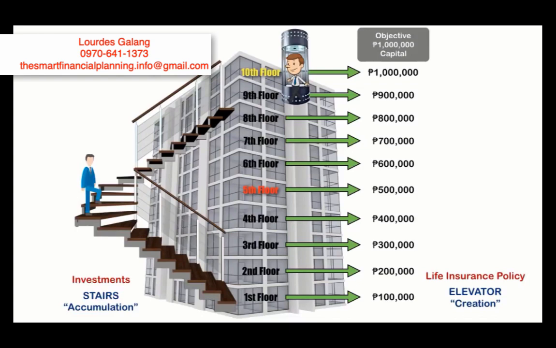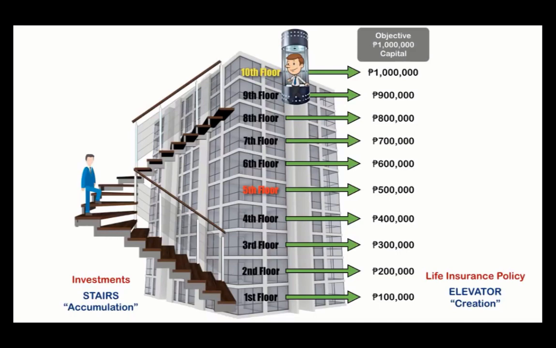Okay, now with this illustration, you could either use investments to accumulate your objective capital of 1 million. But if anything happens to you at hanggang 5th floor ka lang, then you only get 500,000 pesos. Or you could use the elevator, which would automatically guarantee you to get to the 10th floor even if something happens to you on the 5th floor, kahit na ma-heart attack ka pa dyan.